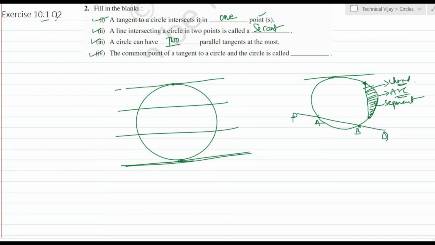The fourth point will be: the common point of a tangent to a circle and the circle is called... Here this is a tangent. For example, this PQ is a tangent. So this line touches this circle at point A. So this point is called, there is a specific word, the point of contact. This is called the point of contact. So we'll go for the next one.